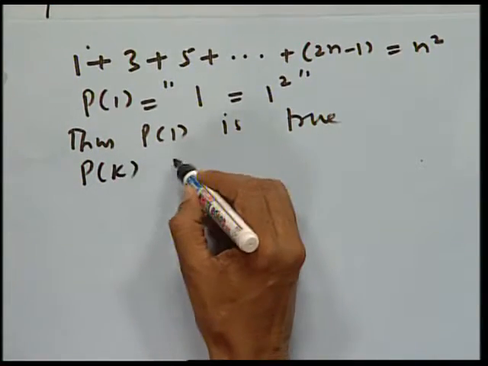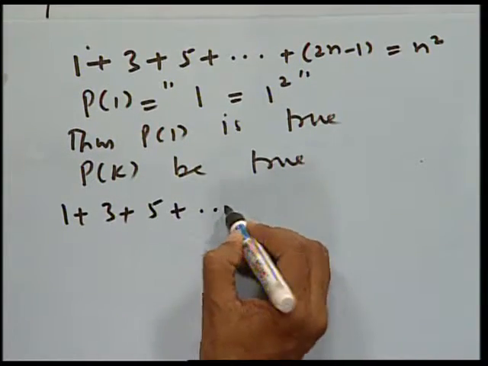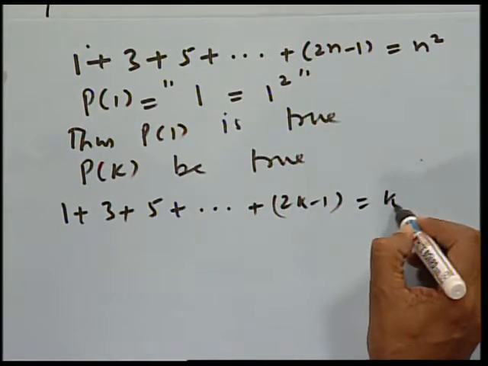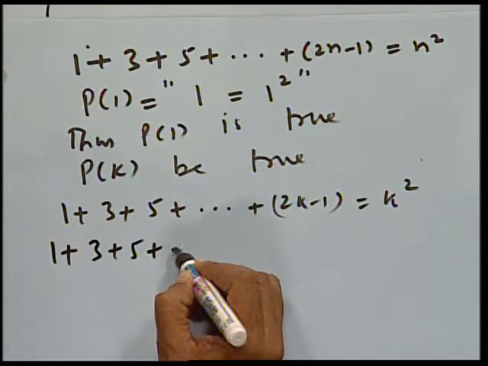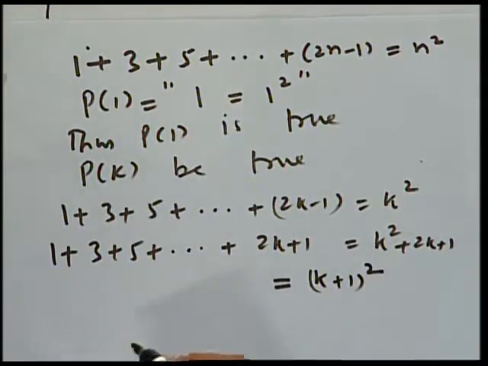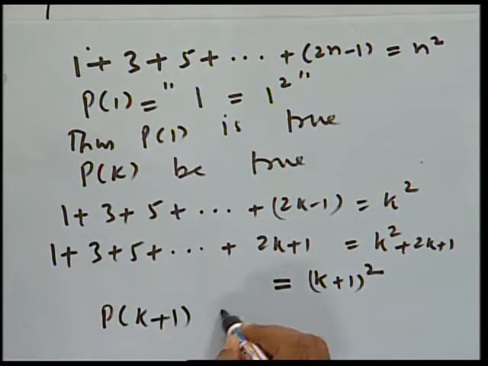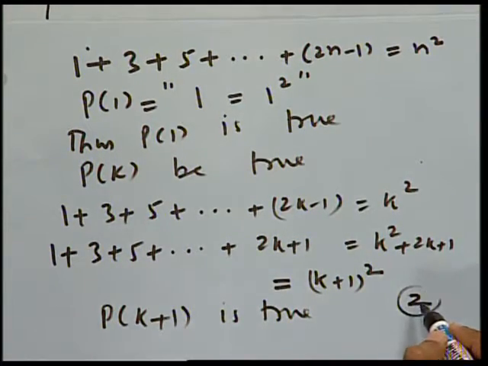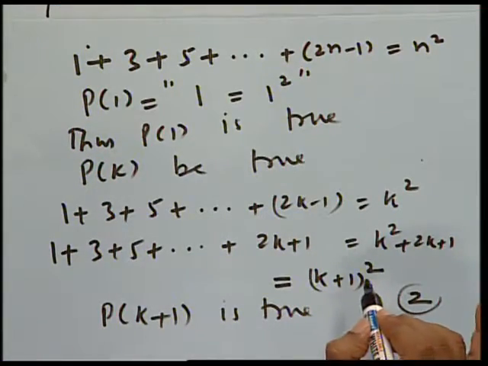Then we assume this for k, that is, we assume that P k be true. This means 1 plus 3 plus 5 and so on up to 2k minus 1 is equal to k square. Our next task is to verify it for k plus 1, and for this we add one more term to both the sides, which gives us 1, 3, 5 and so on up to 2k plus 1, and here we have k square plus 2k plus 1, which equals k plus 1 square. Now, this shows that P k plus 1 is true. This is the second step, and thus the result is proved for all values of n.